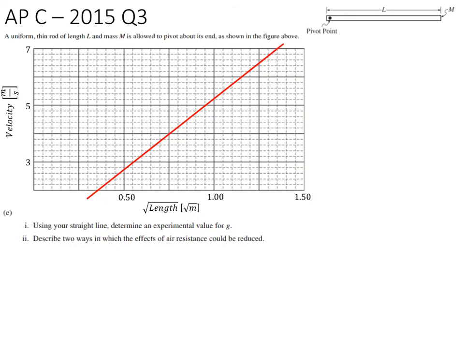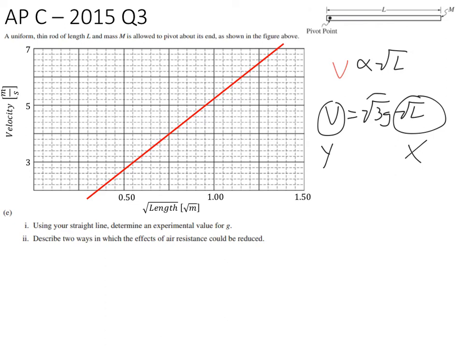All right, the last part, part E. Now we're going to take our line and determine g. Remember, when I'm using this relation, the velocity is proportional to the square root of L. We had this equation, root 3g root L. This is my y. This is my x. So that means that this is my slope. So the slope of the line is going to equal rad 3g.